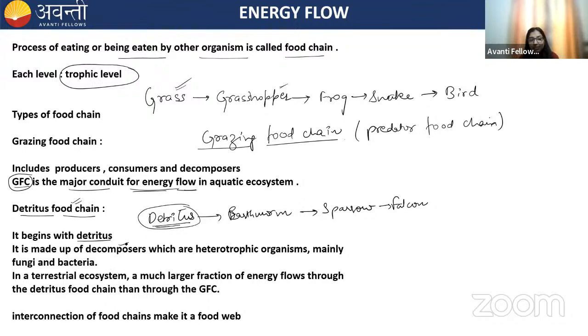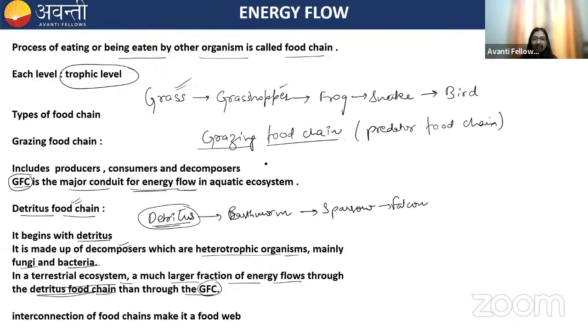It is made up of decomposers, which are heterotrophic organisms, mainly fungi and bacteria. And in the terrestrial ecosystem, the larger fraction of the energy flows through the detritus food chain, not through the grazing food chain. The grazing food chain also exists, but the maximum fraction of the energy flow occurs through the detritus food chain. And we know in the ecosystem, a grazing food chain is also occurring, and a detritus food chain is also occurring.